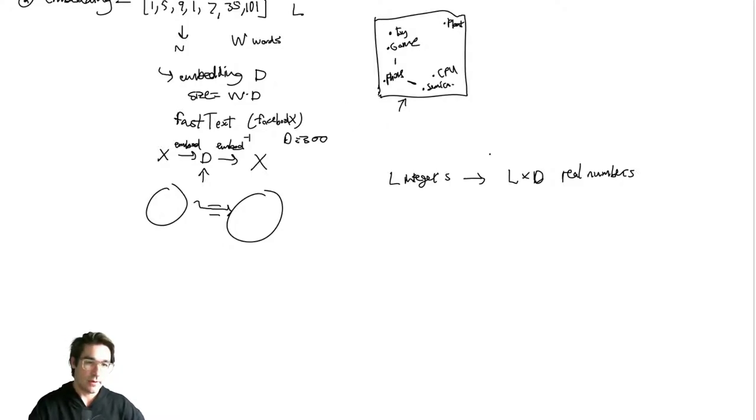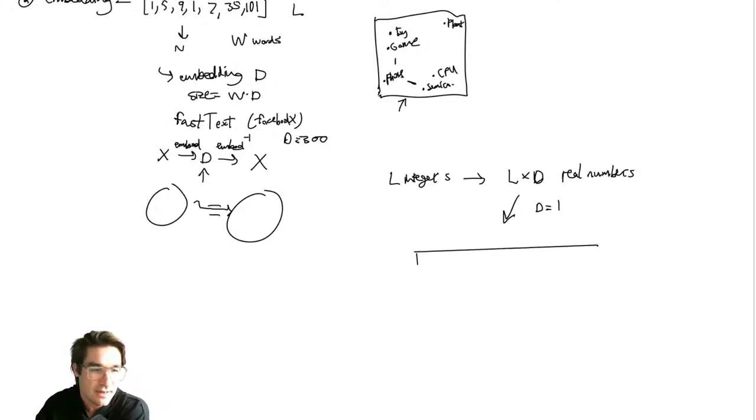Then what we want to do is map from that into a classification, basically. And here's where we're going to start using what's called convolution. Imagine that D was one for a second, just to make things easier. So now we've mapped every word into a single real number, very simple game.